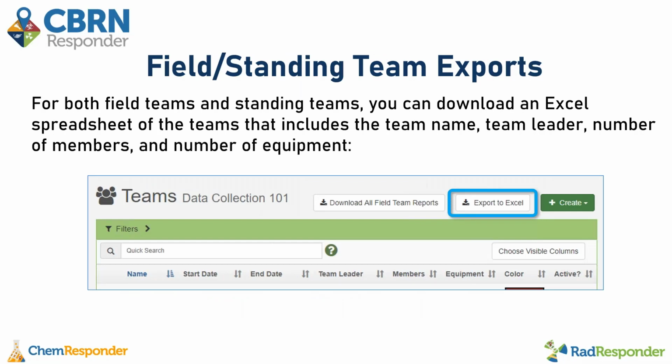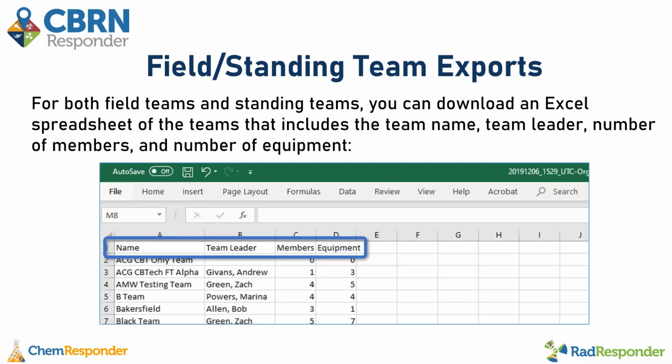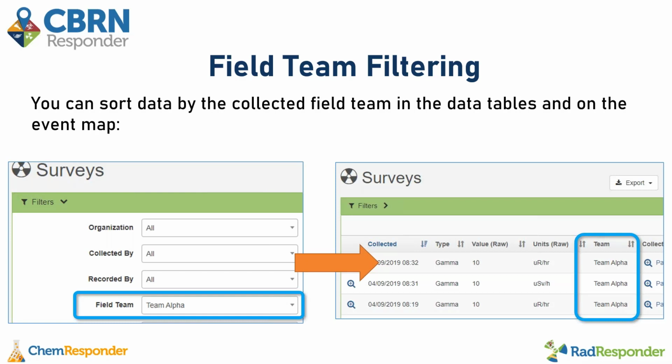For both field teams and standing teams, you can download an Excel spreadsheet of the teams that includes the team name, the team leader, the number of members, and the number of equipment. And another really important feature is the field team filtering. So you can sort data by the collected field team in the data tables and on the event map. So for example, here, if I filter on my surveys for only data collected by Team Alpha, I can see that that significantly pares down my survey list to only those that were in Team Alpha who collected that data.